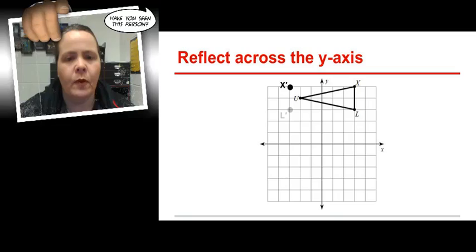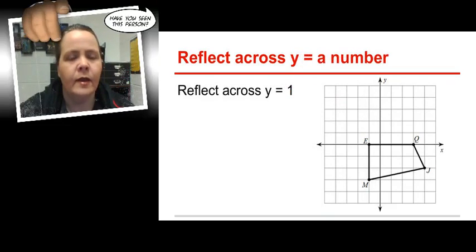And then I'm going to look at point L, and point L is 3 units from the y-axis, so I'm going to find its image 3 units on the other side of the y-axis and label it L prime. And then I'm going to look at U, and U is 2 units from the y-axis, so its image will be 2 units on the other side of the y-axis, and I'll label it U prime. And then we will connect our points, and now we have our image. And the image and the original can overlap. No rules against that.